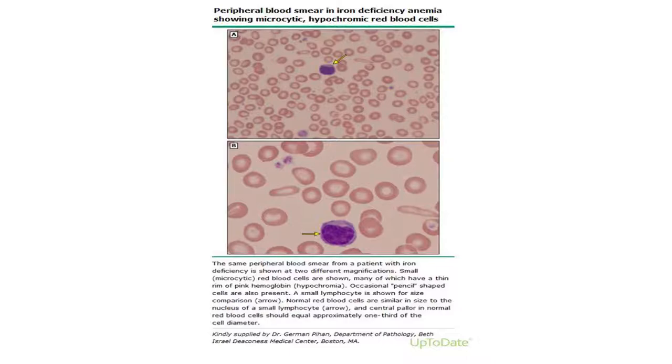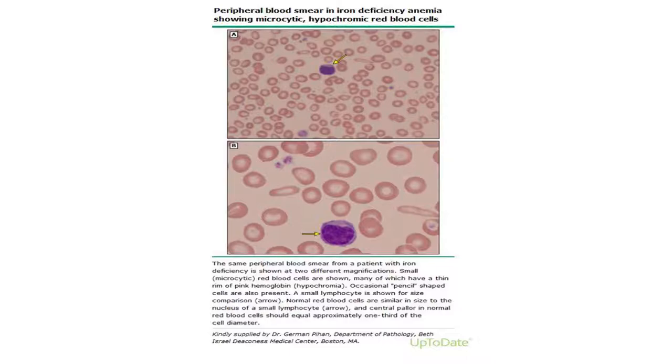So if you notice, the size of the RBCs is less than the nucleus of a lymphocyte, and even how dense they are, the stain is less. So they are hypochromic cells. This is what we mean. Microcytic means the size, hypochromic means how densely they are stained with hemoglobin.